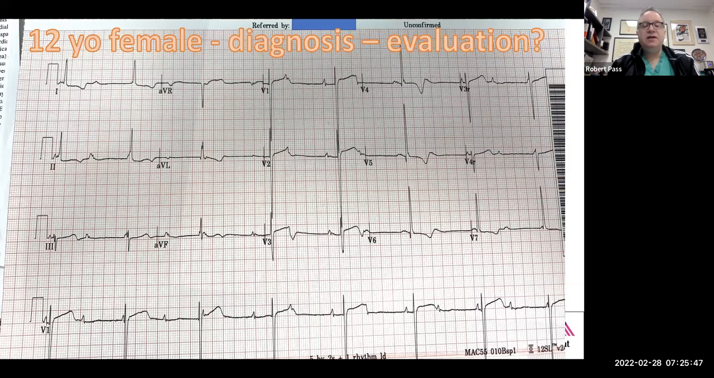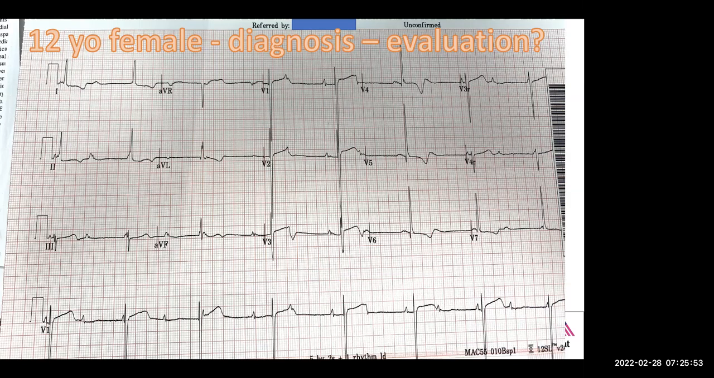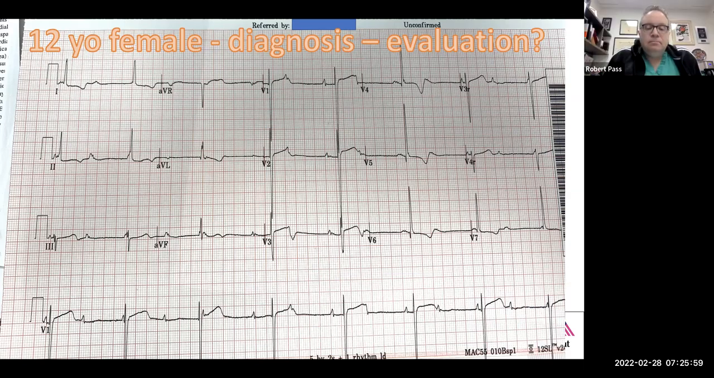What do you make of the axis of the QRS? So it's upright in 1, and it looks like it's upright in aVF. So I'd say normal. Yeah, it's normal.